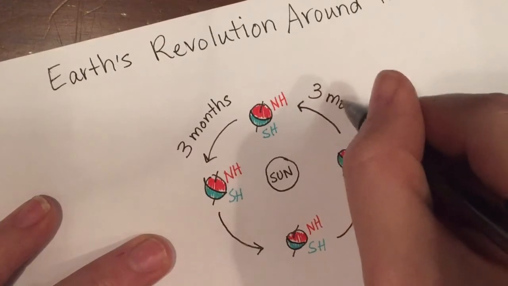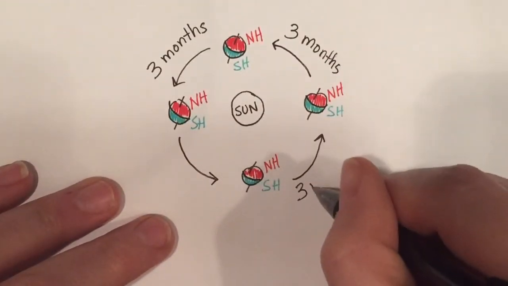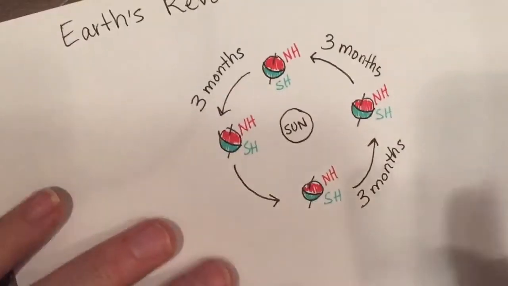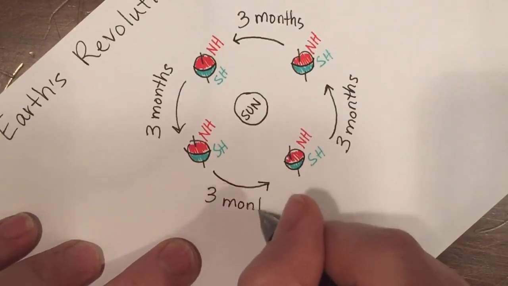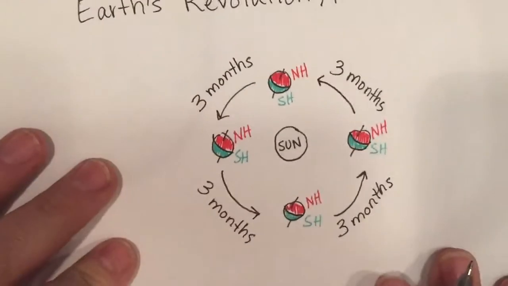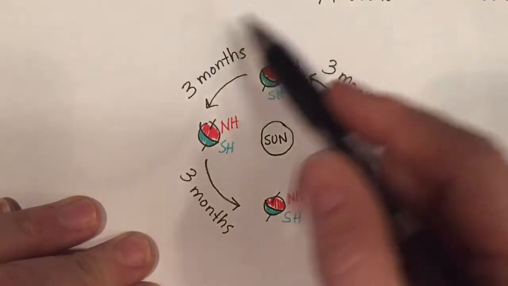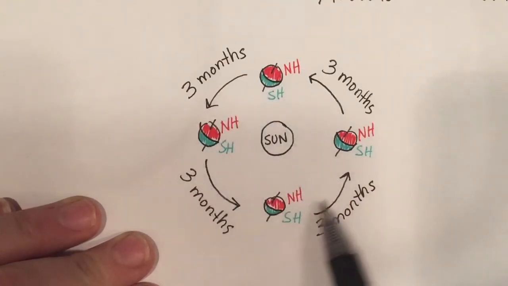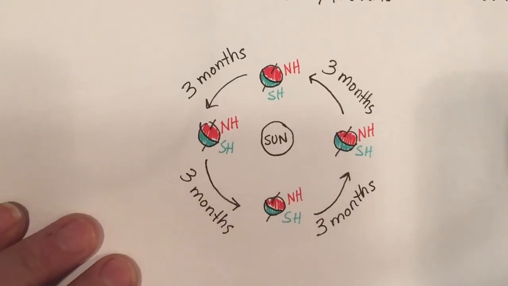3 months. 3 months. 3 months. If we add all those together, what do we get? 12. 12 months in 1 year. So from start all the way back again is 12 months, the equivalent of 1 year.